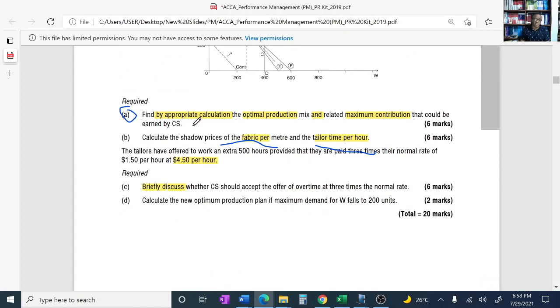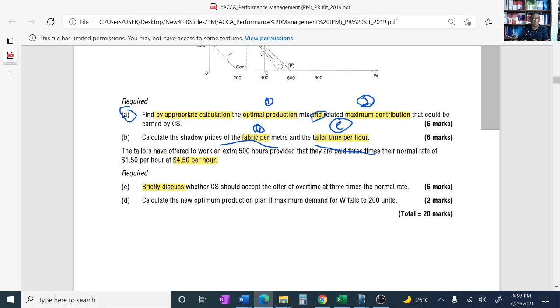Now, for A, it says find by appropriate calculation the optimal production mix and the related maximum contribution that could be earned by this. So here I can see two requirements. One is the optimal production mix, and two is the maximum contribution that could be earned there as well. So it's a two-in-one question for 6 marks. Then it says for B, calculate the shadow prices for fabric per meter. So that is one, and then that's for tailor time per hour. Again, two-in-one there for 6 marks.